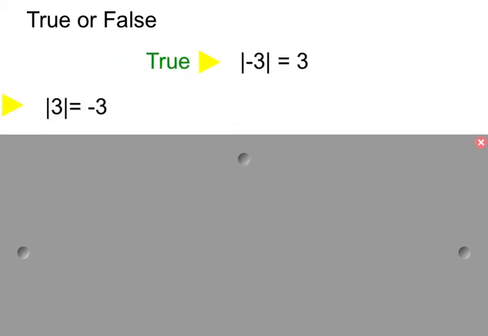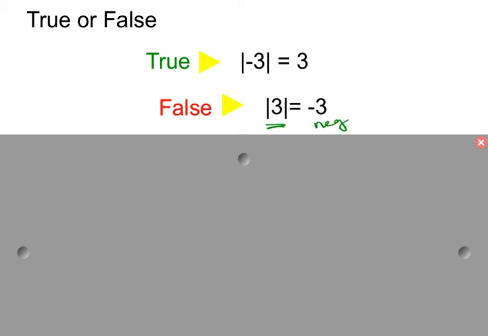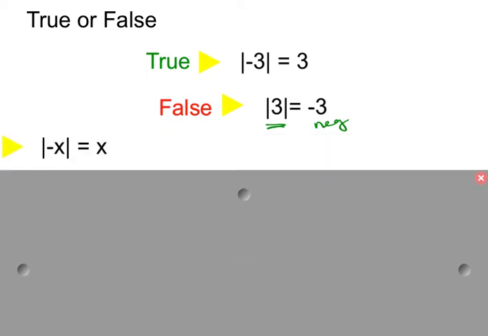Okay, next we'll look at some true-false examples. Absolute value of negative 3 equals 3. Well, the distance of negative 3 from 0 is 3, so that is true. The absolute value of 3 equals negative 3 is false, because the absolute value of 3 will be positive 3. You will never have an absolute value equal a negative, because they're always positive. It's distance.